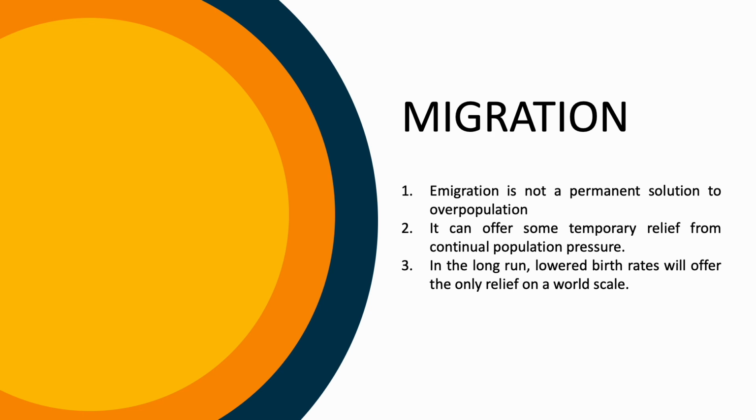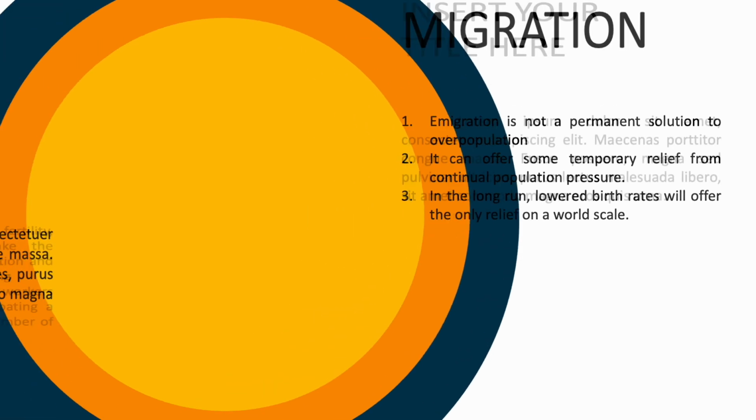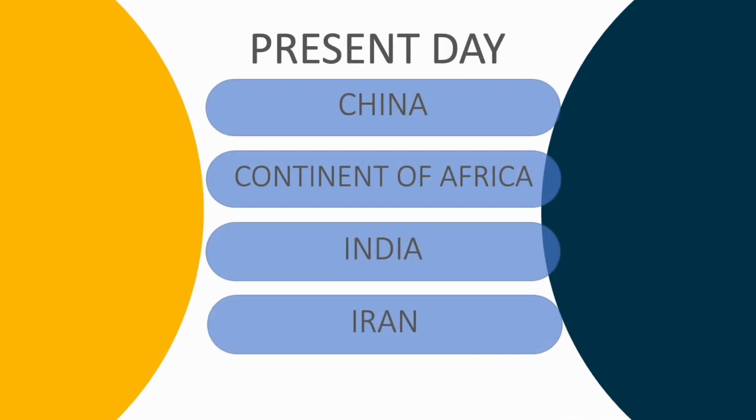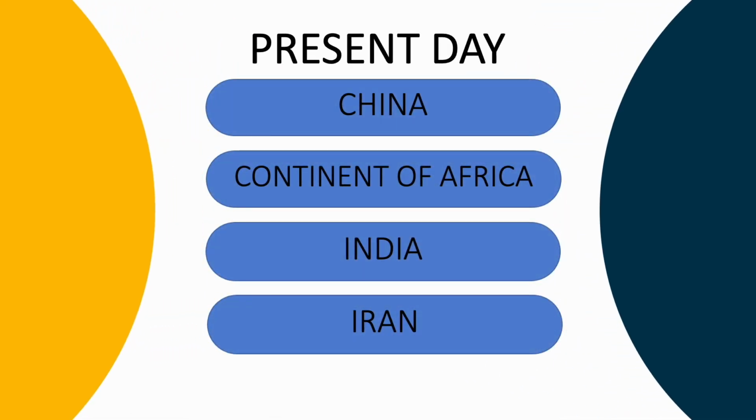As fertility rates fall in many countries around the world, international migration is playing an increasingly important role in the population size of individual countries. In fact, for countries with declining fertility, international migration can make the difference between a growing population and a shrinking one. In addition to impacting population size, an influx of migrant workers can provide economic stability, combating a shrinking workforce and a growing number of dependents.